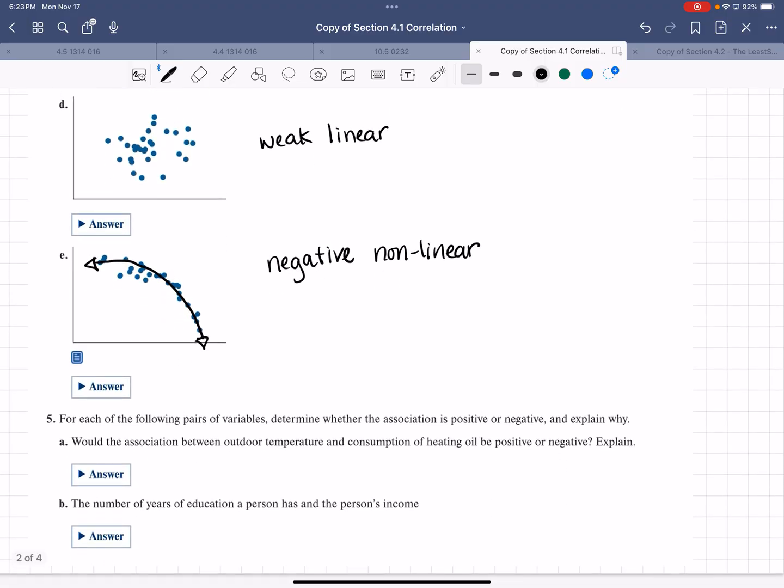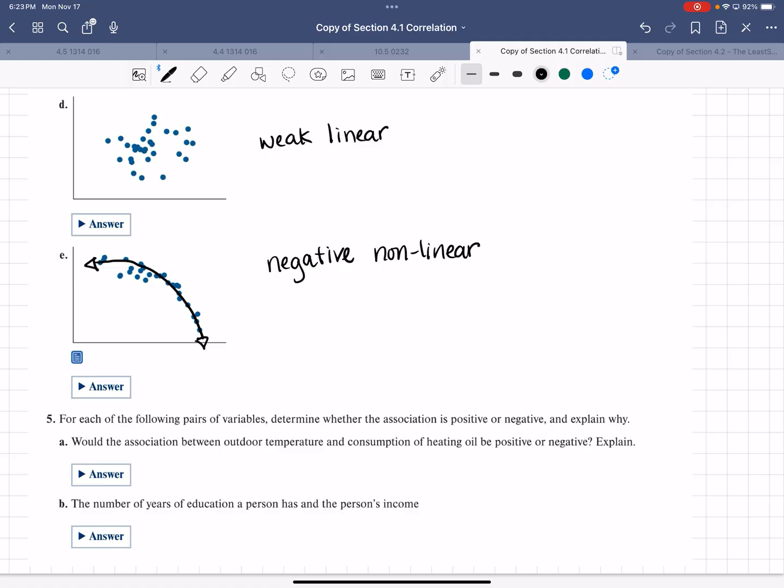Number 5, for each of the following pairs of variables, determine whether the association is positive or negative and explain why. Would the association between outdoor temperature and consumption of heating oil be positive or negative? Guys, they mean heating oil like to run a furnace. Something like that, to warm a house, that kind of thing.